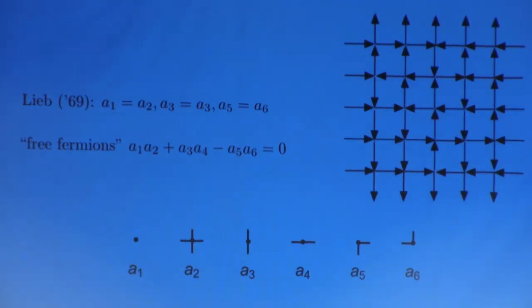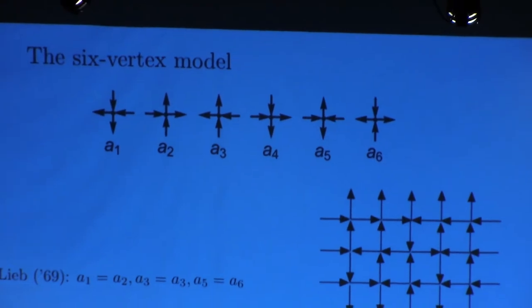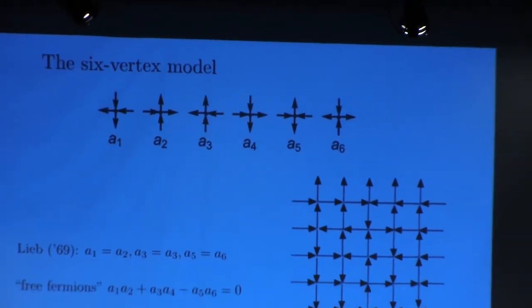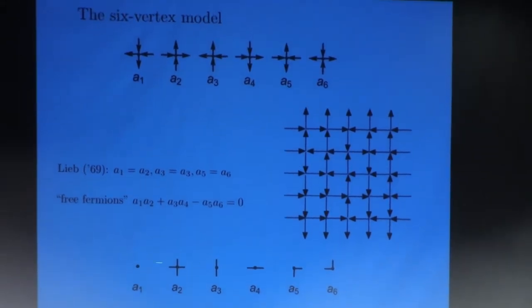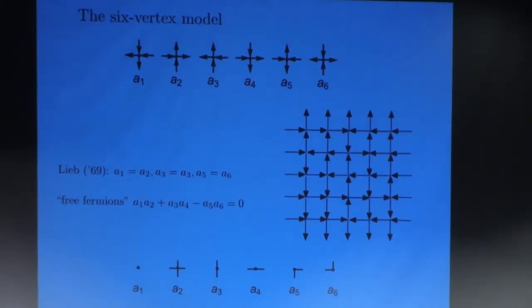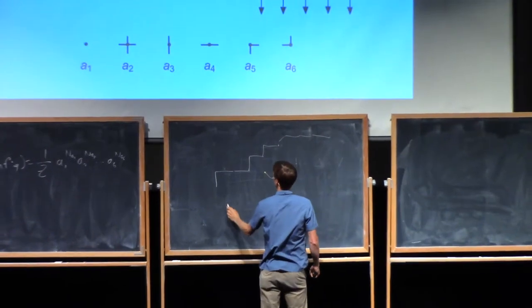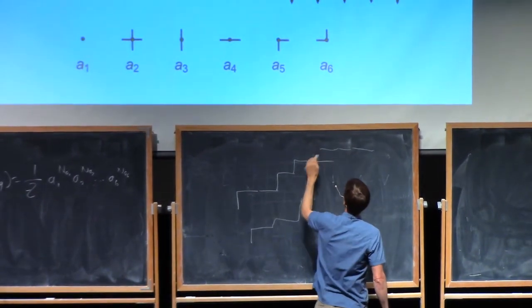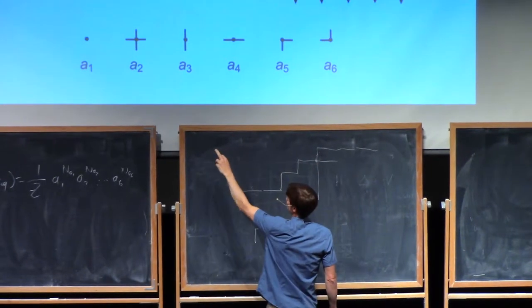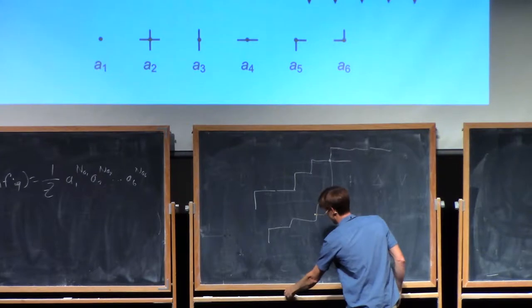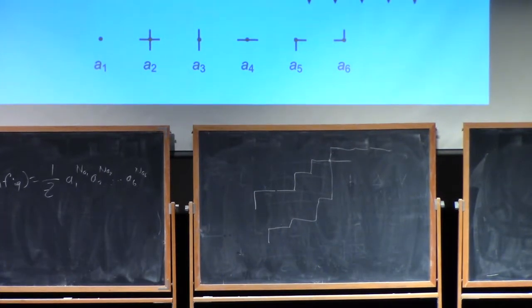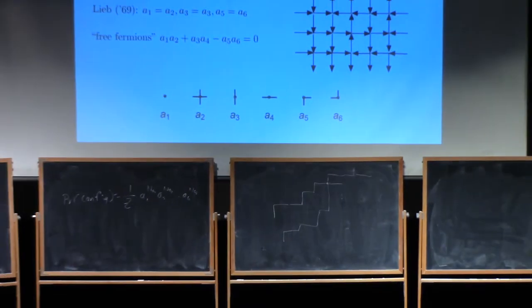Another way to think about this model, by the way, is down here. If I erase all the arrows which are pointing downward or pointing to the left, then I get local configurations that look like this. And I can think of my model as a sequence of lattice paths on the lattice, which are northeast going, or up and to the right, which are disjoint except that they can bump into each other because there's this special weight A2. Okay, so that's just another way to represent the model from a different point of view.